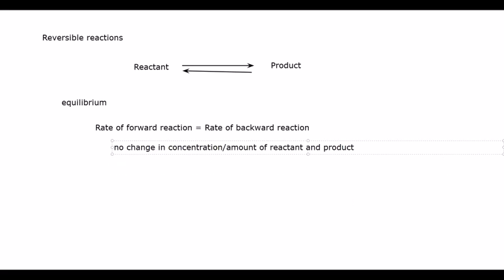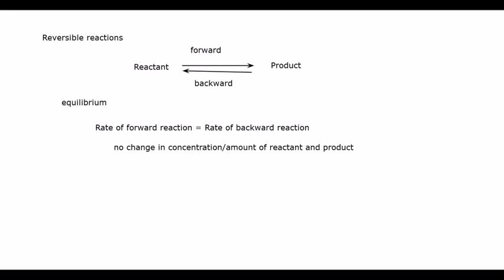When the product decomposes and forms back the reactant, that's the backward reaction. So reactant forming a product is a forward reaction. Product decomposing and forming back the reactant is a backward reaction. So how do we define the term equilibrium? Equilibrium means when the rate of forward is equal to the rate of backward and there is no change in concentration. For reversible reactions, you will have some reactant and also some product, but equilibrium means when their rates are also equal.